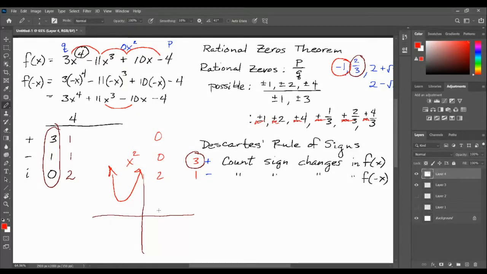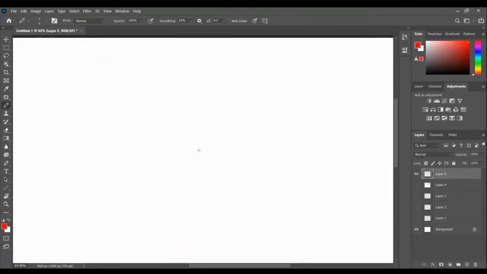But Descartes' rule of signs will make it easier for us to find out which of the rational zeros really does apply. Once you find one, it can really limit what's left. Let me show you another example. This will help, I think. Okay. So I'm going to go ahead and hide those. Let's grab a polynomial.